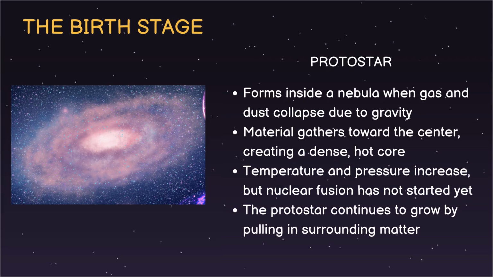Next is the protostar stage. A protostar forms inside a nebula when gas and dust collapse due to gravity. Material gathers toward the center, creating a dense and hot core. The temperature and pressure increase, but nuclear fusion has not started yet. The protostar continues to grow by pulling in surrounding matter.